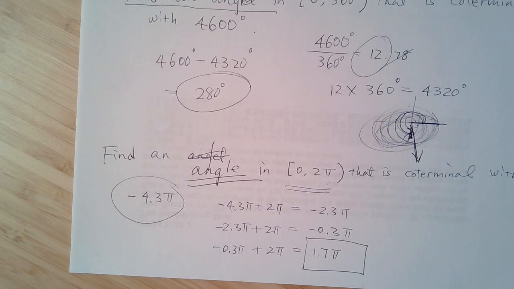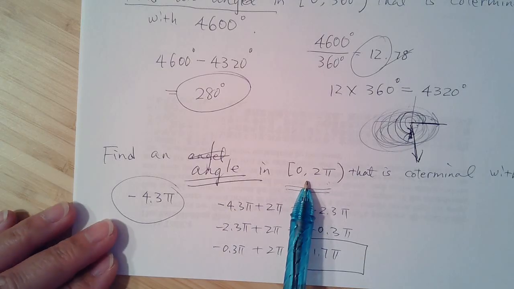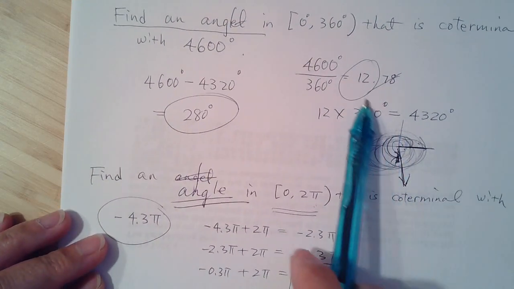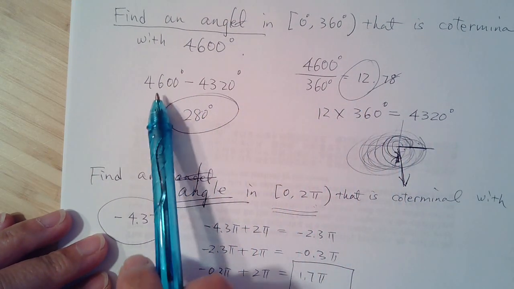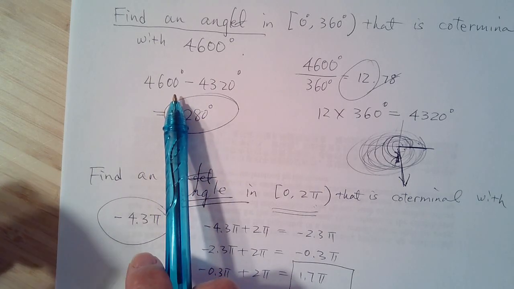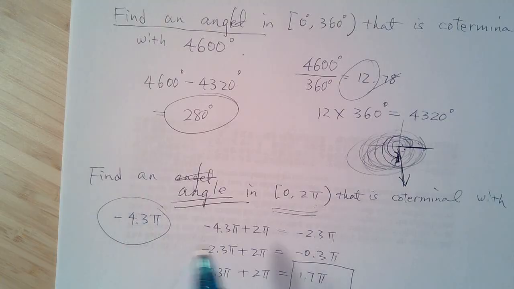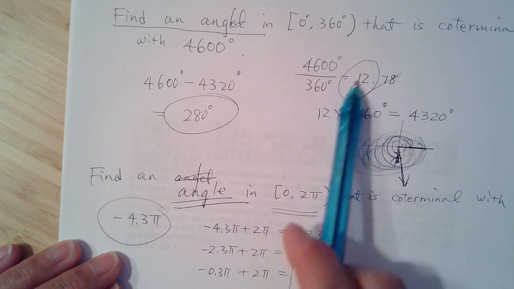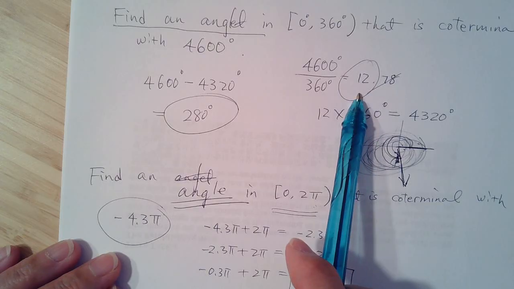So this one explained that if you try to find the coterminal angle, you have to either keep adding or subtracting 360 degrees or 2 pi until you get your final answer in this interval. Now, did you notice that here I didn't do that? Of course, if you want to, you can do 4600 minus 360, minus 360, minus 360. Keep subtracting 360 degrees.